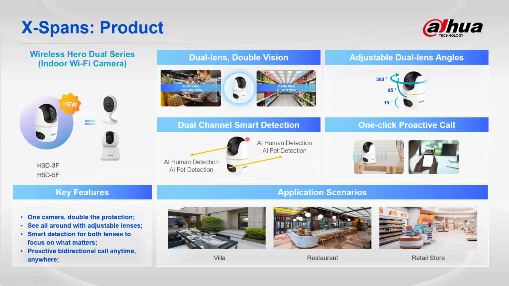Let's say, for example, each can support AI human detection, and can also support AI pet detection. So this again has what you call the one-click proactive call. If there's someone in the house who is in distress, they can press any of these buttons here, and then the device, if it's online, is going to activate the call function and call a DMSS application so that you can have that two-way communication. At the bottom here, these are the various application scenarios for the product, just to facilitate monitoring of the environment.